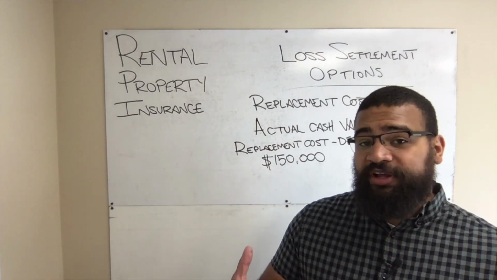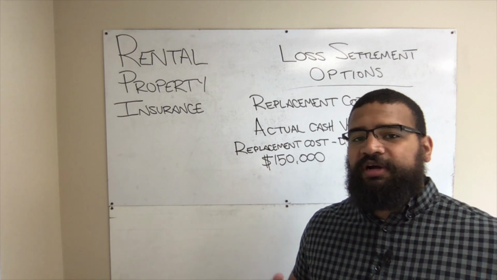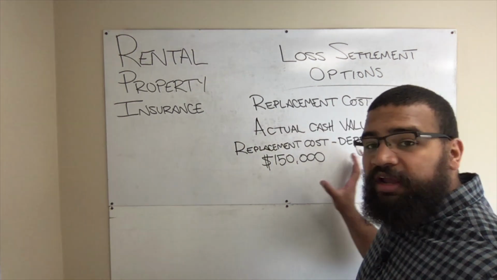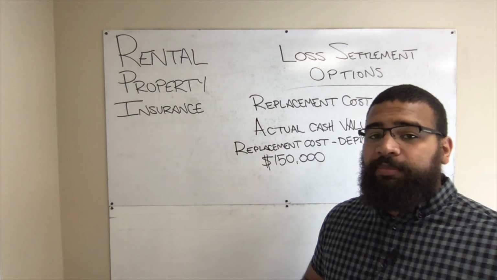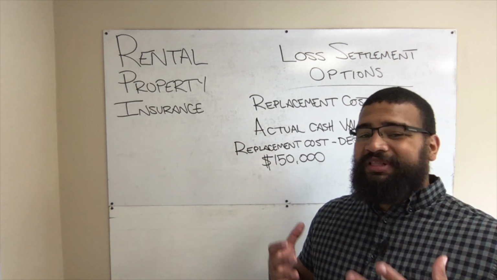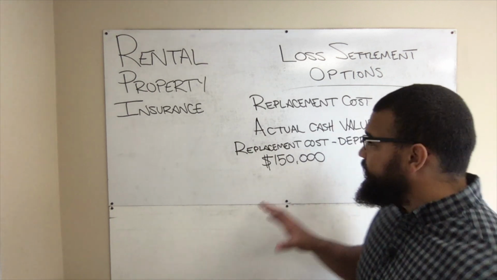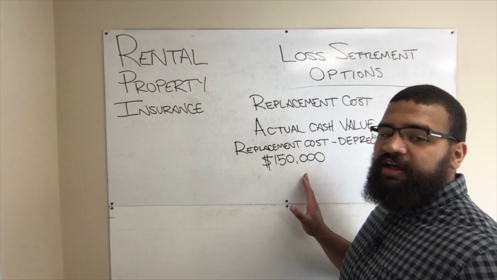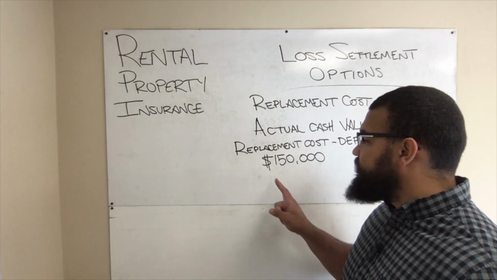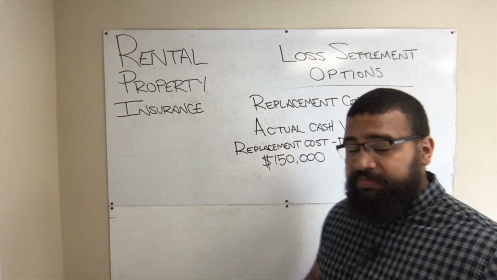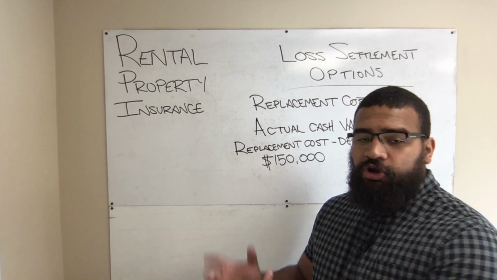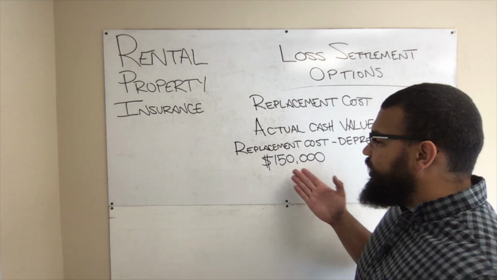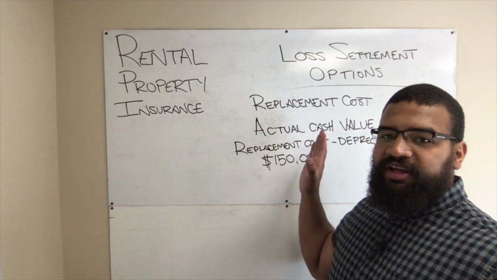At this point, a lot of investors here in the Midwest immediately say, okay, great, I would like to go with an actual cash value policy, because if the property were to burn down, then I wouldn't need the $300,000. I would be just comfortable and fine with the actual cash value policy, which would be $150,000. Now, in the event of a total loss, you're correct.